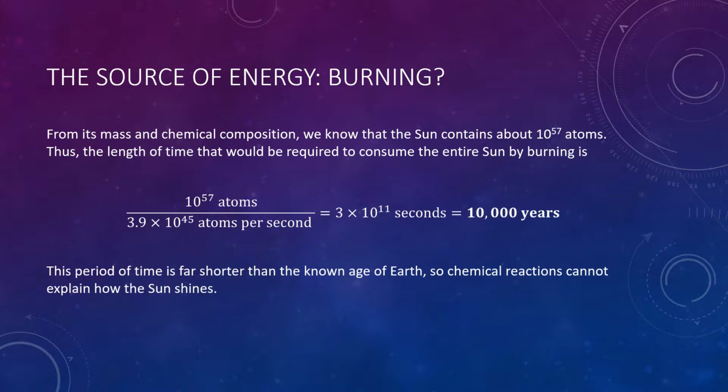So in just a few steps, with a couple numbers given, of course, we were able to prove that burning could not sustain the sun for as long as it's been around. That is 4.5 billion years. Burning roughly would only last about 10,000 years before it runs out of that fuel.